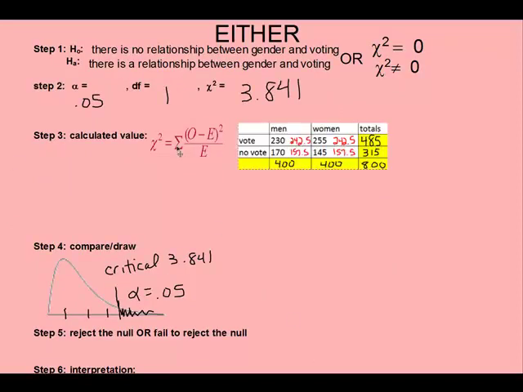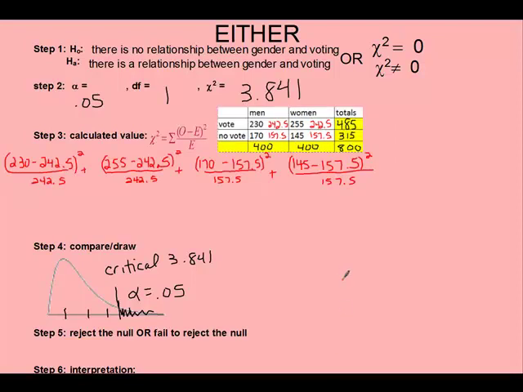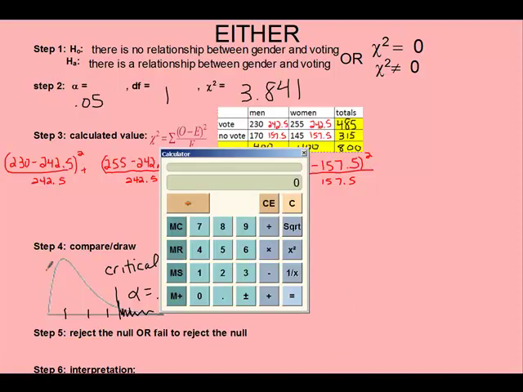According to my formula for chi-square, I will need to take my observed minus the expected, square it, and divide by the expected for all 4 pieces. And there's what my calculation will look like. So taking my rusty trusty calculator once more, 230 minus 242.5 equals, square it, and then divide by the expected value.